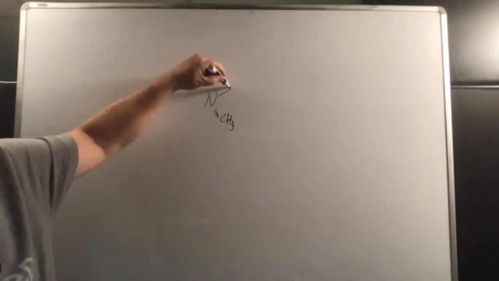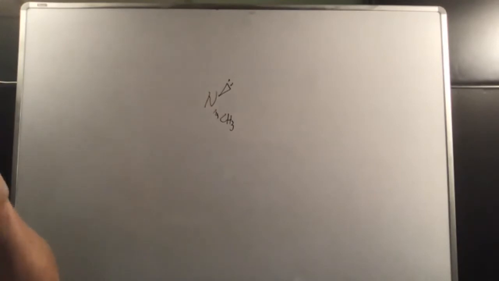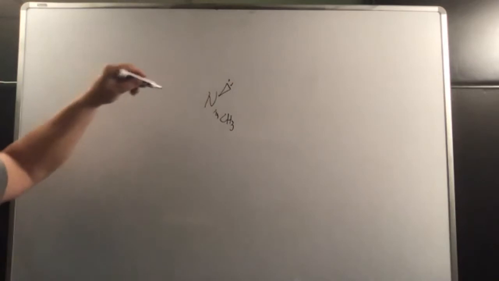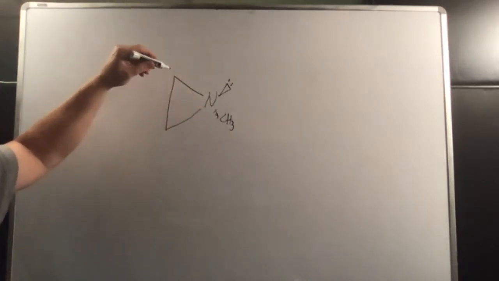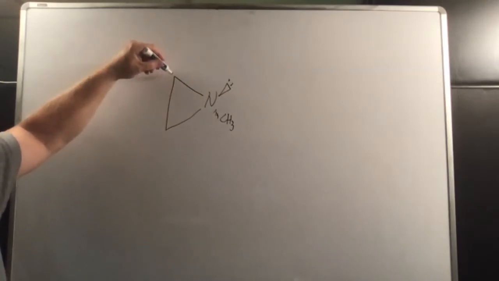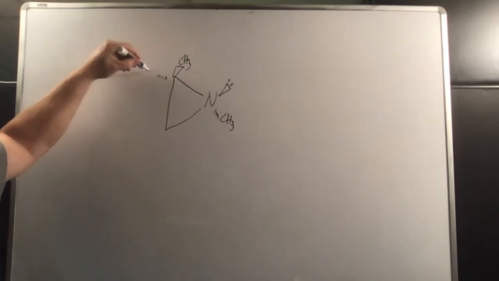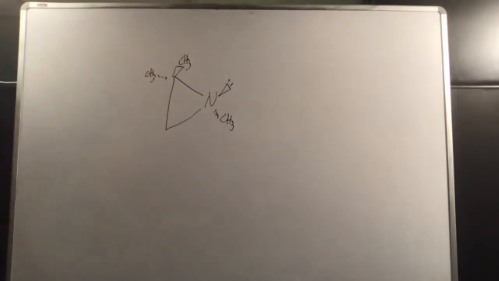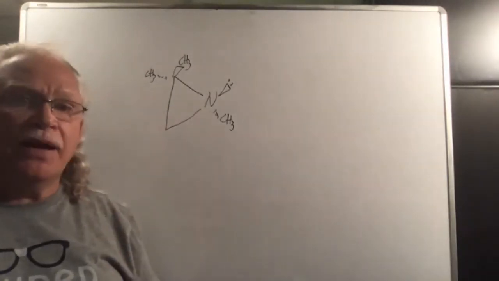Now, I'm going to show this lone pair coming out. Normally we just show the lone pair on the atom, but I'm going to go ahead and show it coming out. And this is attached to a 3-membered ring. And on this 3-membered ring, we have a methyl group coming out and a methyl group going back. And I want to ask you, is this compound chiral?